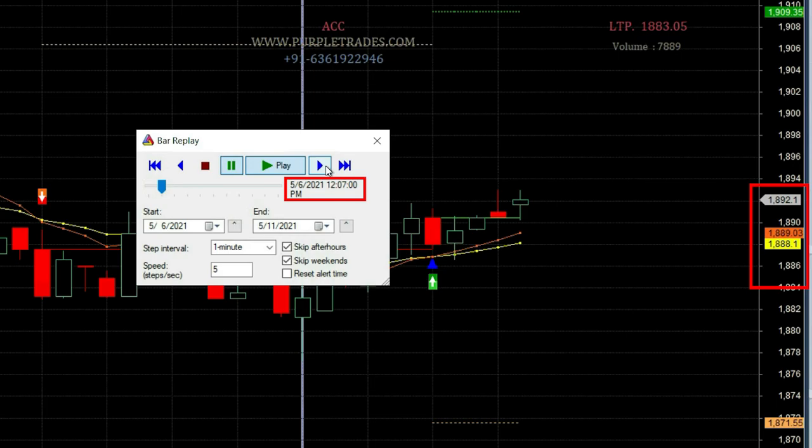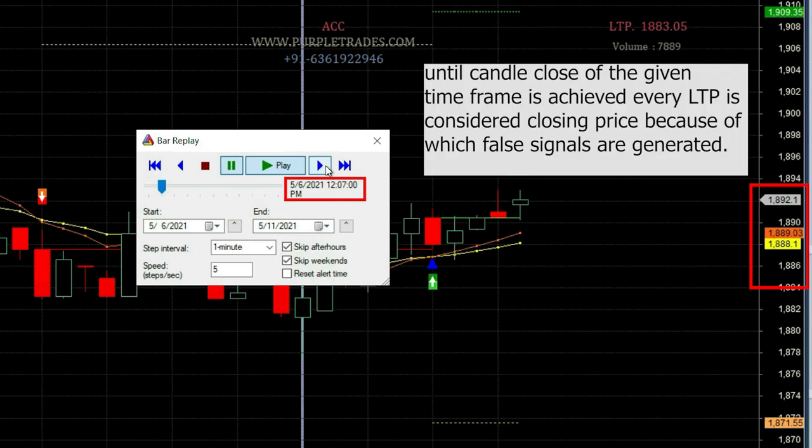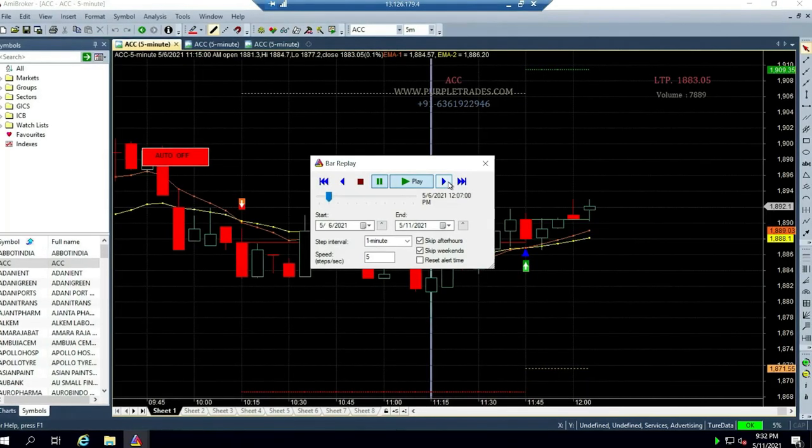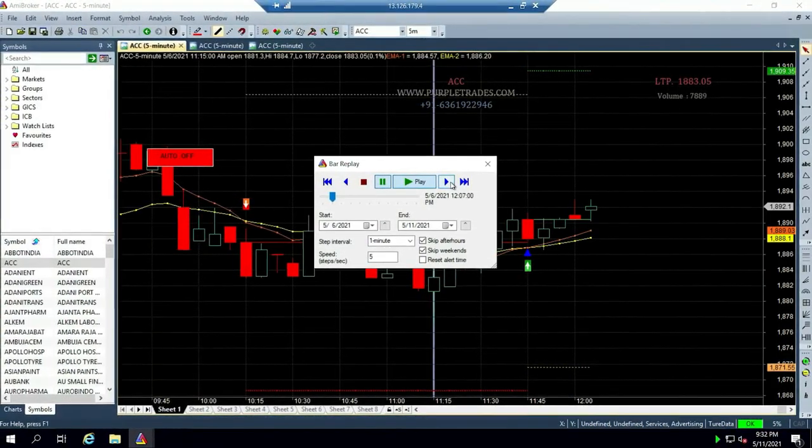But as I've shown you in the live candle, until the candle close is achieved, every LTP, every last traded price, is considered as the candle close, because of which sometimes your indicator can generate a repainted signal. That means you will see an entry for a while, that entry might be triggered with your broker terminal, and when you come back to check on the chart, there is no such entry, right? And this can cause huge losses.